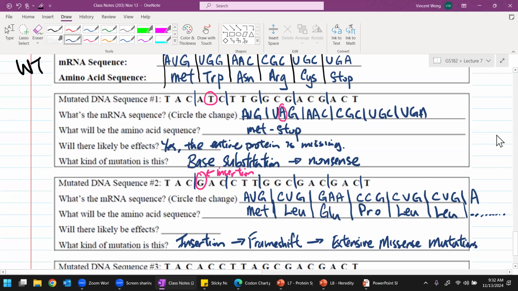Will there likely be effects? Absolutely. The wrong protein is produced. Right? It's like changing the recipe completely. You wanted to bake a cake, you end up making pot roast. Totally different, because all the amino acids are different. Make sense? Okay. I don't even know if this protein is going to be functional at all, right? Or what it does.